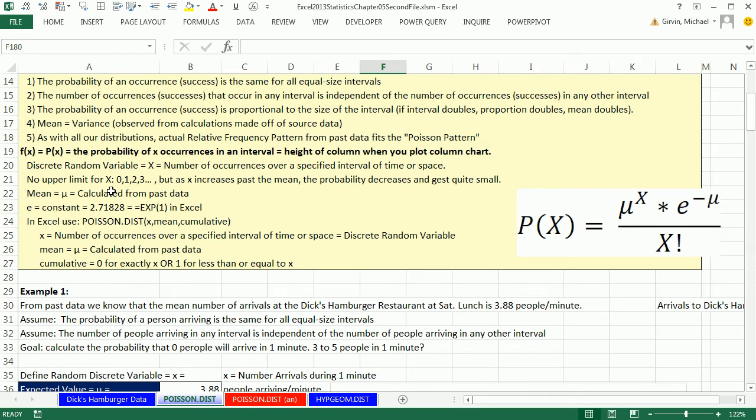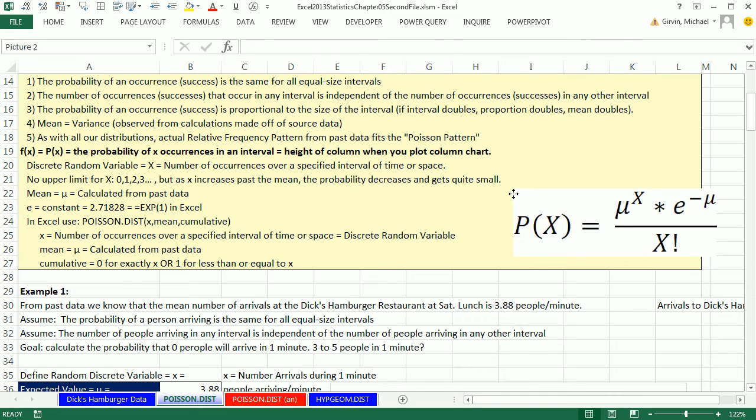We know that in a line, usually the upper limit, from our sample data for Dick's restaurant, it was 14, right? But theoretically, you could have some whatever upper limit. So that's the set of x's we get. And as x increases past the mean, the probability decreases and gets quite small. That's a misspell there. Now, usually you're just given the mean, but that's always going to be calculated from past data.